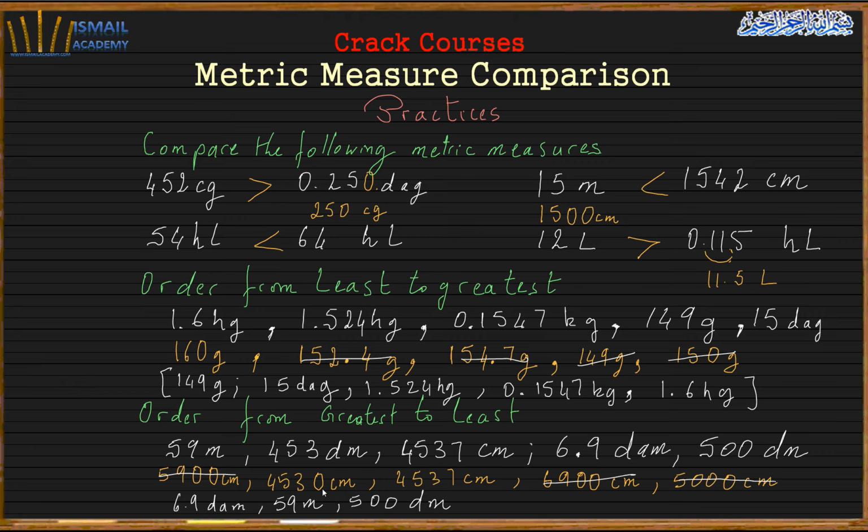Now what's left is those two. 4 and 4 are equal, 5 and 5 are equal, 3 and 3 are equal. This is 7, this is 0, so 7 is greater than 0. That means this will be my next, which is 4537, and this will be my last, which is 453 decimeter, and this will be my order from greatest to least.